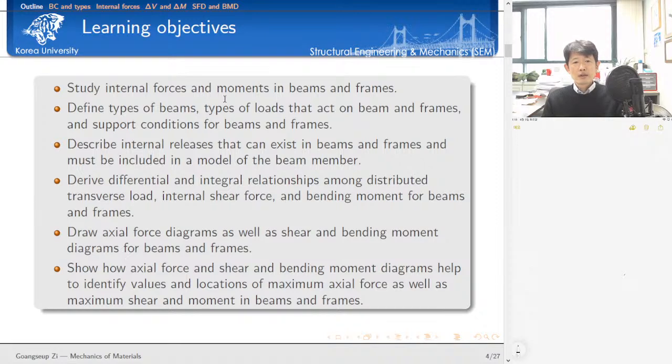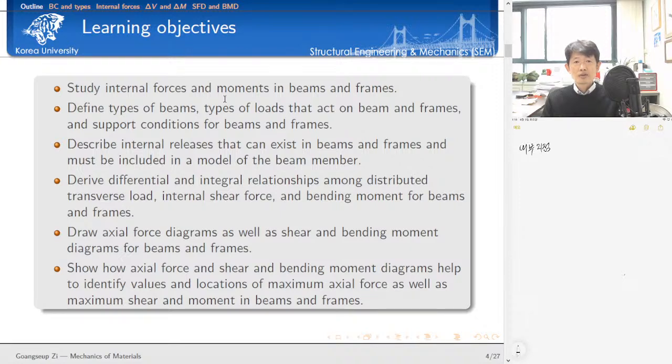And then we're gonna discuss so-called internal release. Internal release in 우리말은 내부 지점, okay? 내부 지점. That's good, internal release that can exist in beams and frames. And then the internal release should be considered in the analysis. And then also we'd like to make a relation between the internal bending moment and the internal shear force in terms of the differential equations.